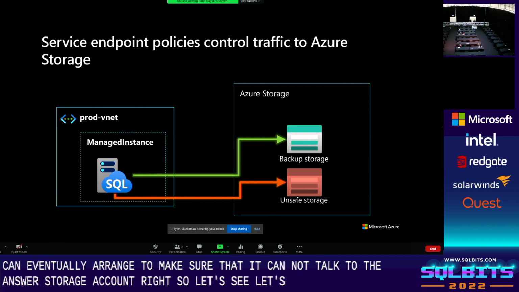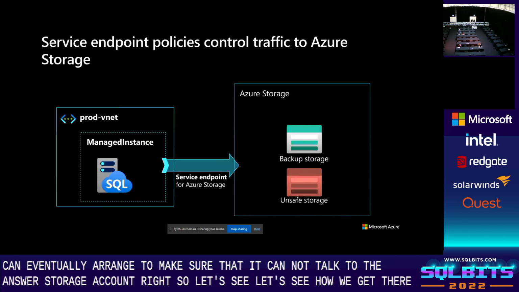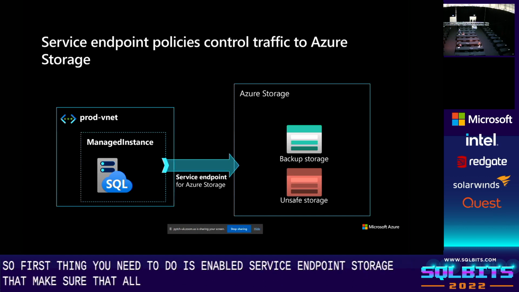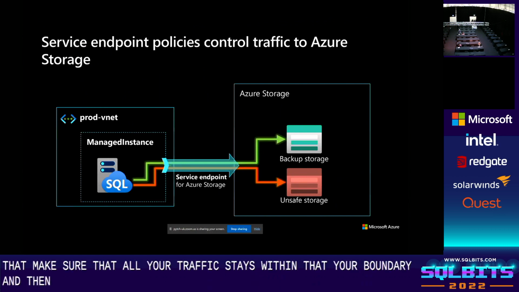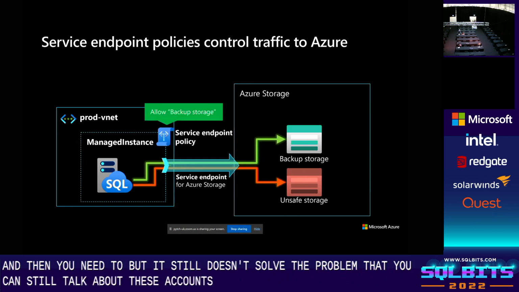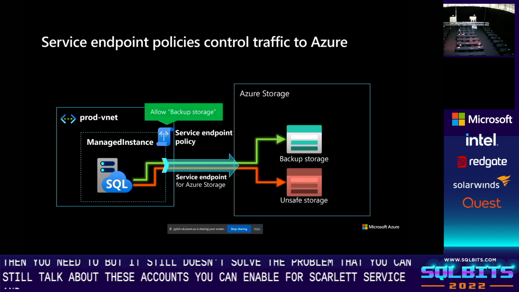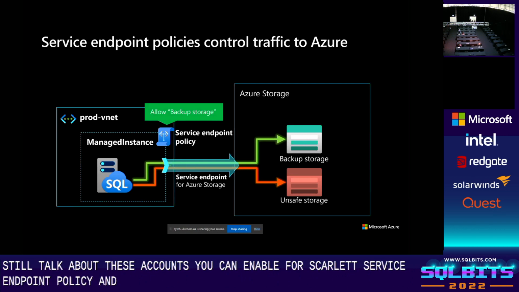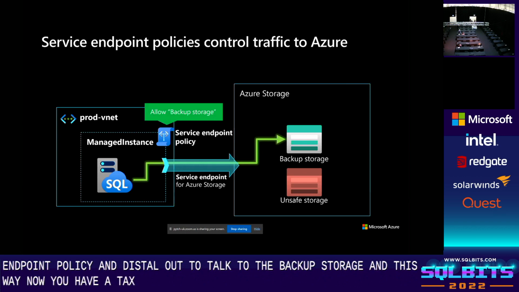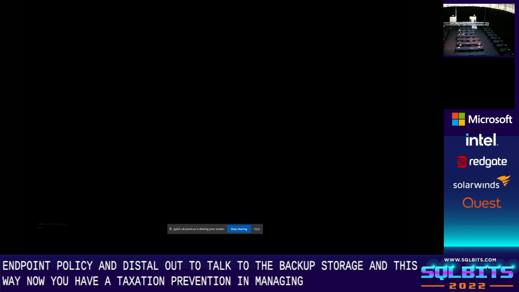Let's see how we get there. The first thing you need to do is enable service endpoint for Azure storage. That makes sure that all your traffic stays within the Azure boundary. But it still doesn't solve the problem that you can still talk to both these accounts. You then enable what's called a service endpoint policy and just allow it to talk to the backup storage. And this way, now you have data exfiltration prevention in managed instance.